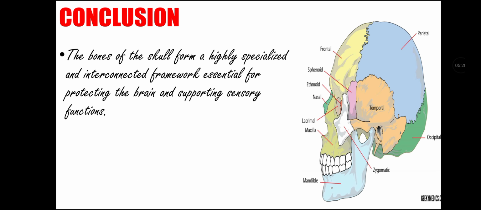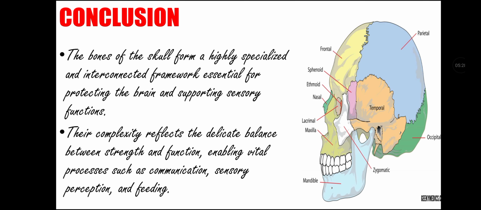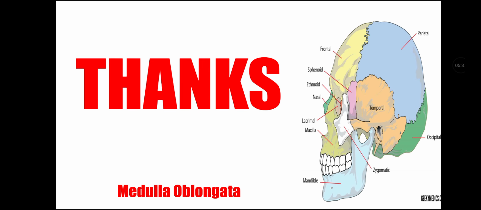The bones of skull form a highly specialized and interconnected framework essential for protecting the brain and supporting sensory functions. Their complexity reflects their delicate balance between strength and function, enabling vital processes such as communicating, sensory perception, and feeding. And this was all about bones of skull.